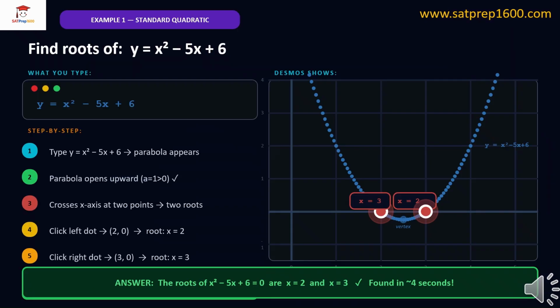Let's do a real one together. Find the roots of y equals x squared minus 5x plus 6. Type it in. The parabola appears, opening upward because it is positive. It crosses the x-axis at 2 points, so we have 2 real roots. Click the left. Desmos tells you (2, 0). First root, x equals 2. Click the right at (3, 0). Second root, x equals 3. Roots are x equals 2 and x equals 3. Total time? About 4 seconds. No formula. No arithmetic. Just graph and click.